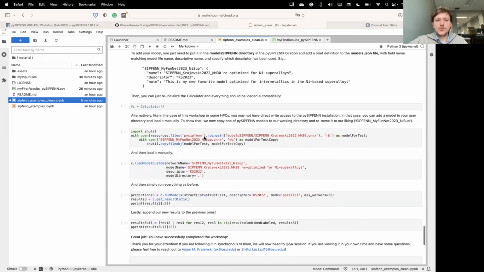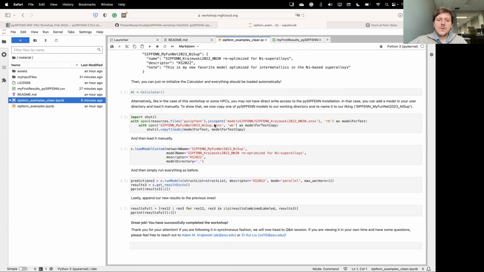we don't want to change the PySIPFENN installation. And you might not be able to do that if you're running on some high performance computer, like here where we are having this workshop. So what we are going to do instead is we are going to add a custom model in a slightly different fashion. What we are going to do is we are going to copy one of the models, the neural network 30, and put it in our folder here where we have the writing access. And we are going to call it, like we did here, my fun network for nickel superalloys. So let's do that. That should be fairly quick.